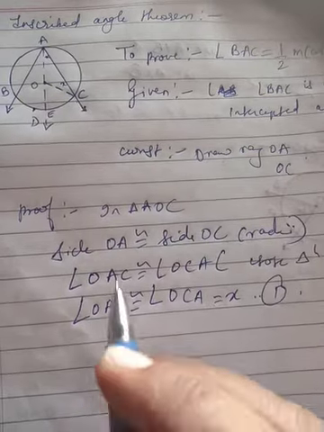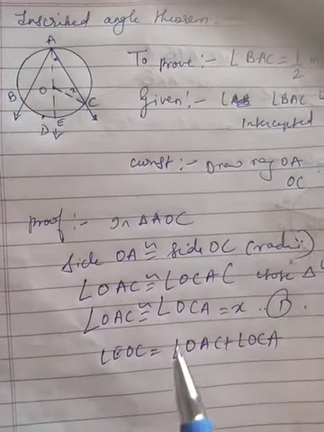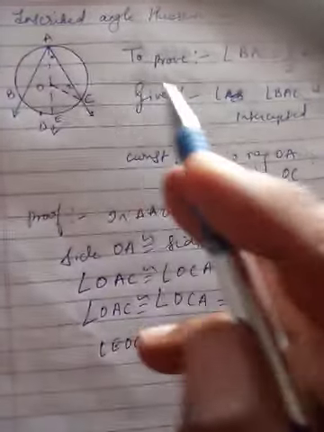After that, consider angle EOC. Angle EOC is the exterior angle. So angle EOC is equal to angle OAC plus angle OCA. That means angle EOC is equal to the addition of the remaining two angles, and write down the reason: exterior angle theorem. Now we had assumed these two angles as x, so x plus x will give us 2x.